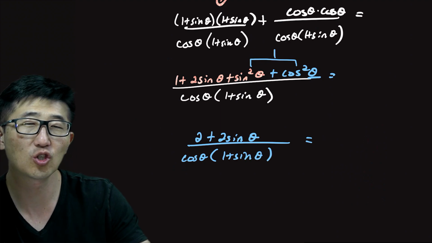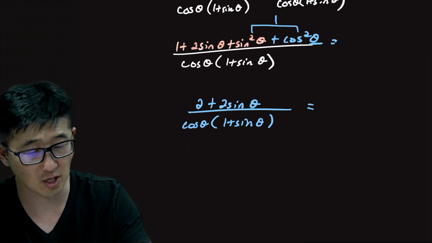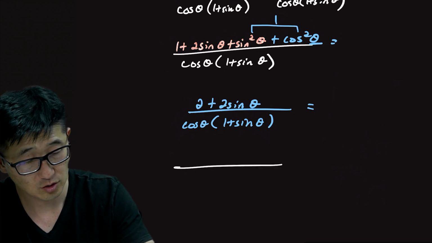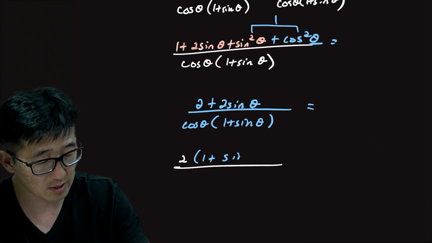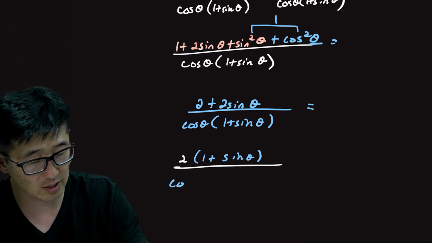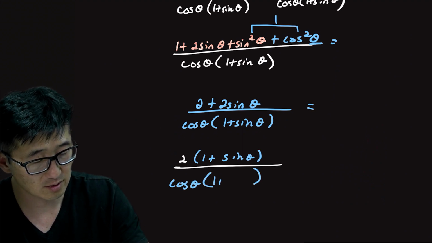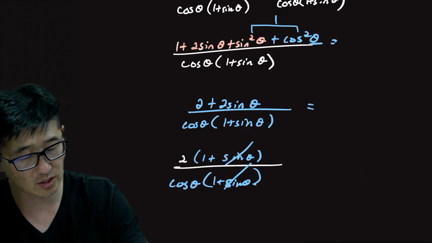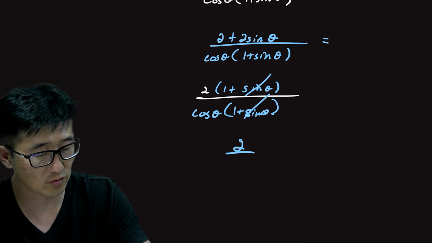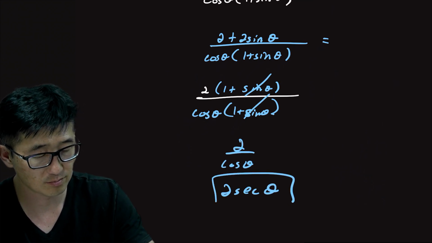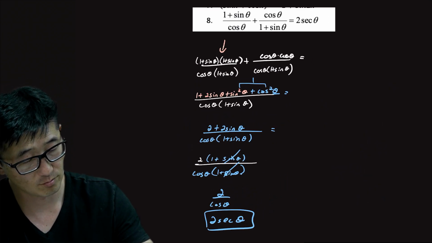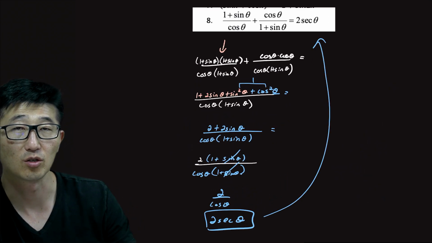Theta. Now you should be able to see that you can factor out a 2 from the top, right? So it'll be 2 times 1 plus sine theta, and you realize, hey, we can cancel it out, right? Cancel, and what do you have? 2 over cosine theta, which becomes 2 secant what? 2 secant x, or not x, theta. There we go. Okay.